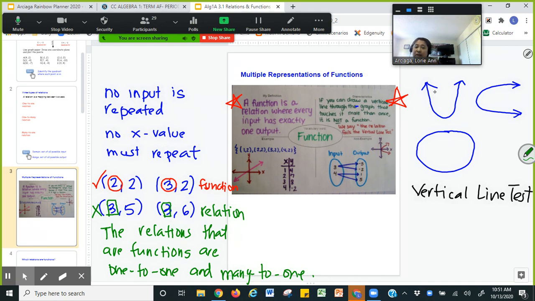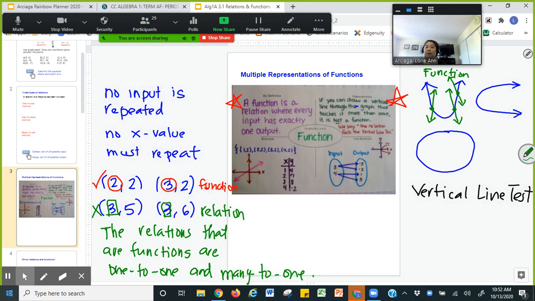So let's say I make a vertical line here. Does it matter where? No, it doesn't matter. It doesn't even matter how many lines you're going to make. So that's 2 lines, right? Okay, so you're going to draw as many lines as you want. But if each line crosses your graph only once, then this is a function.